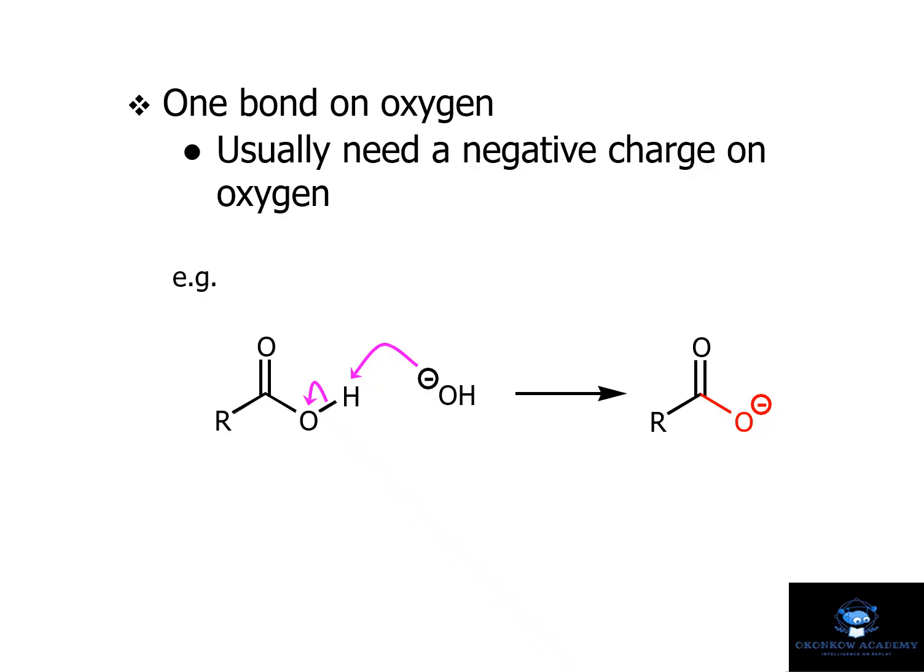Conversely, when oxygen has only one bond, it carries a negative charge. You will see this in alkoxide ions. For example, the reaction of an alcohol with a base removes the OH proton, leaving a negatively charged oxygen with just one bond to carbon. Always pair the reduced bond count with the appropriate charge.